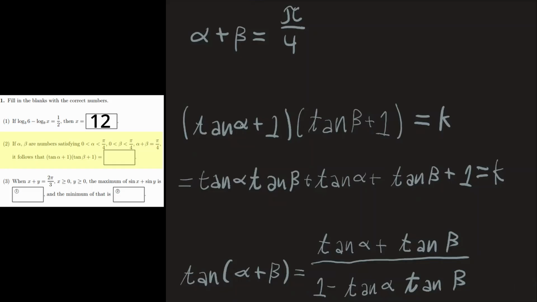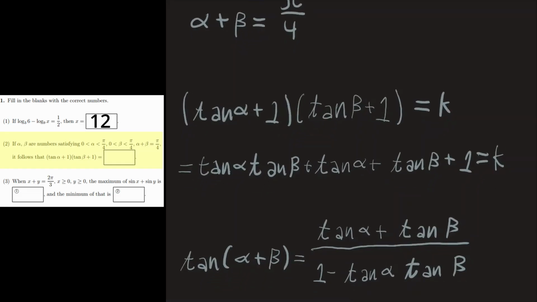So yeah, the question says the tangent of alpha plus 1 times tangent of beta plus 1 is equal to k. So I just expanded it here. And also, k is just the answer. I thought it'd be a bit more straightforward if I defined what the answer is. So the answer to this question is k. We're looking for k. And then next, I use the identity, right?